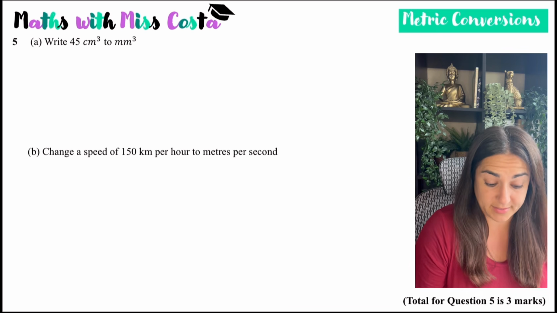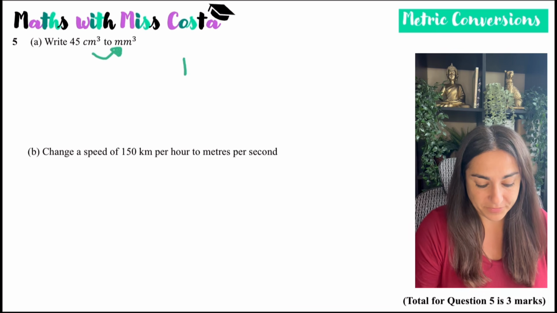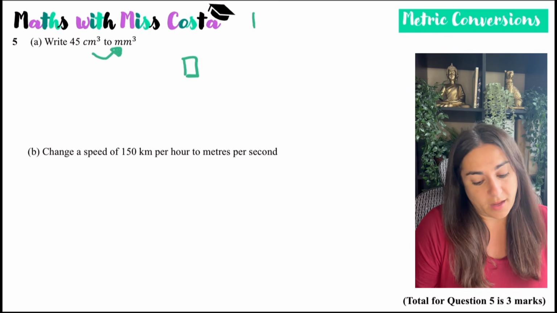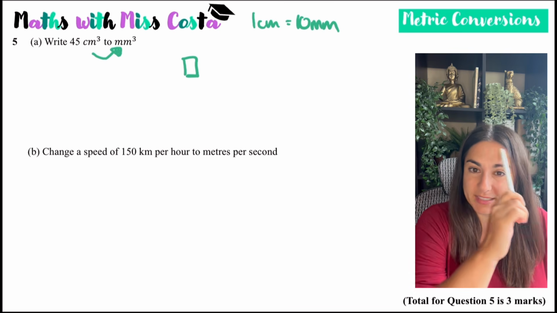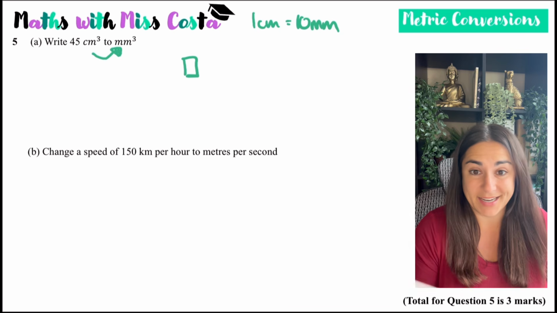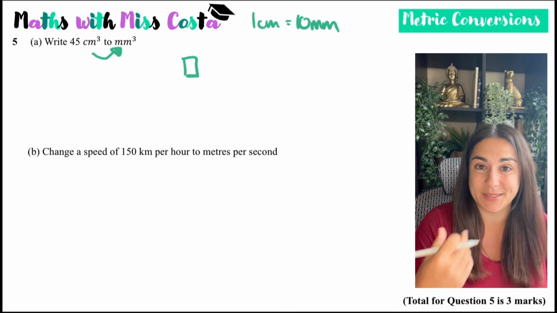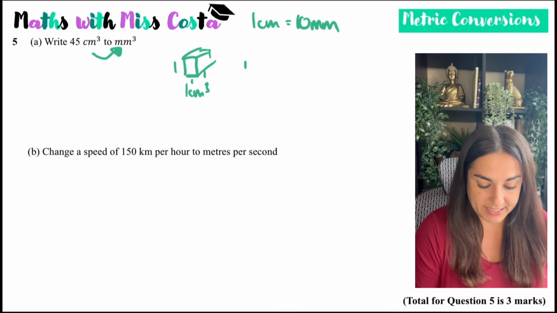So I'm trying to turn centimeters cubed into millimeters cubed. I know that 1 centimeter is 10 millimeters. The common misconception is that people just say, okay, I'm just going to times by 10. But that's not what's actually happening, because we're dealing with volume. If we think about 1 centimeter cubed, you've got 1 by 1 by 1, and that's why it's 1 centimeter cubed.